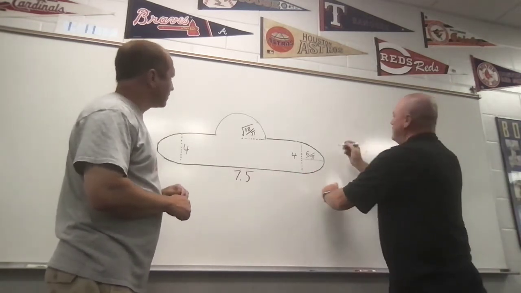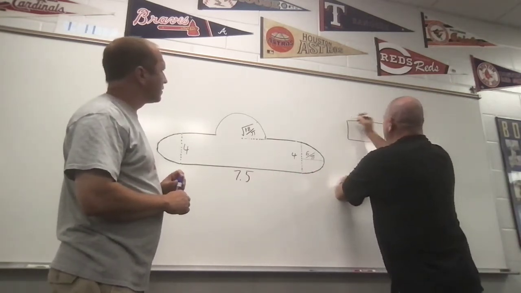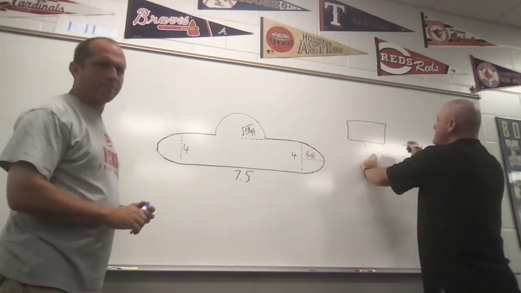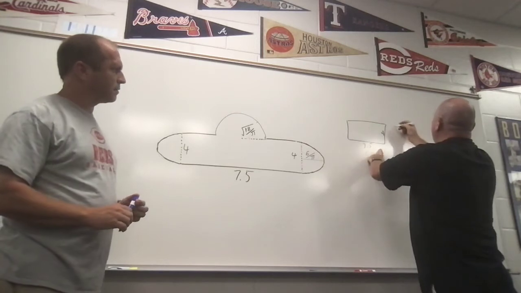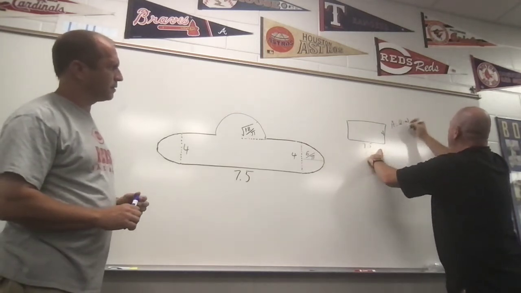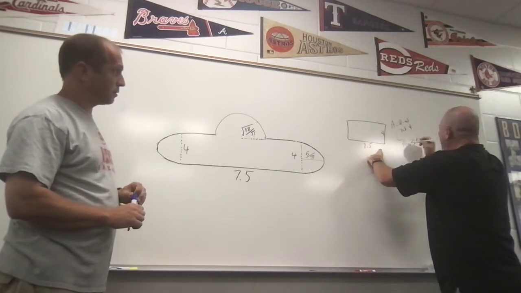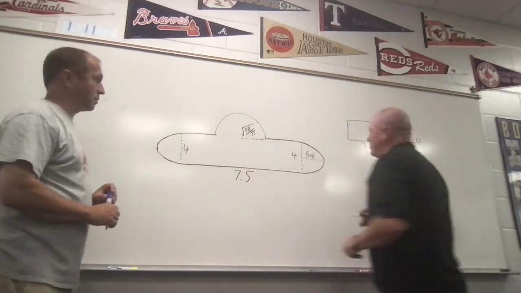All right, so let's take a look at this rectangle here. I'm just going to redraw it, make sure everybody can see. So we've got a rectangle with 7.5 on the length and 4 on the width. And we know that the area is length times width, so 7.5 times 4. The area ends up being 30 for this rectangle.